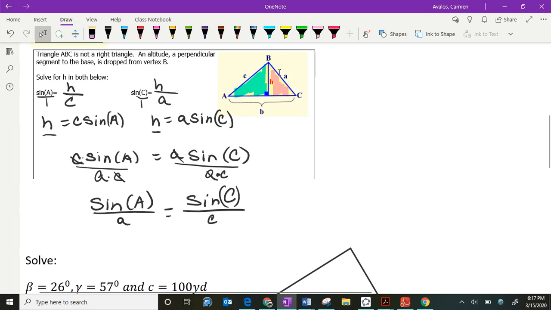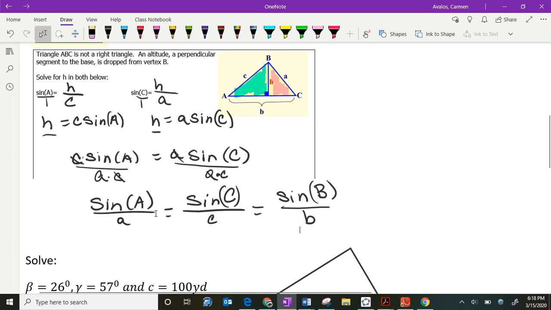And it doesn't matter if I were to switch these letters around. So this is B and this is A and so on, I'd still get the same thing. So the rule is that I'm also going to have sine of B over b equal to these same things. And this here is your law of sines. So it doesn't matter which one it is.